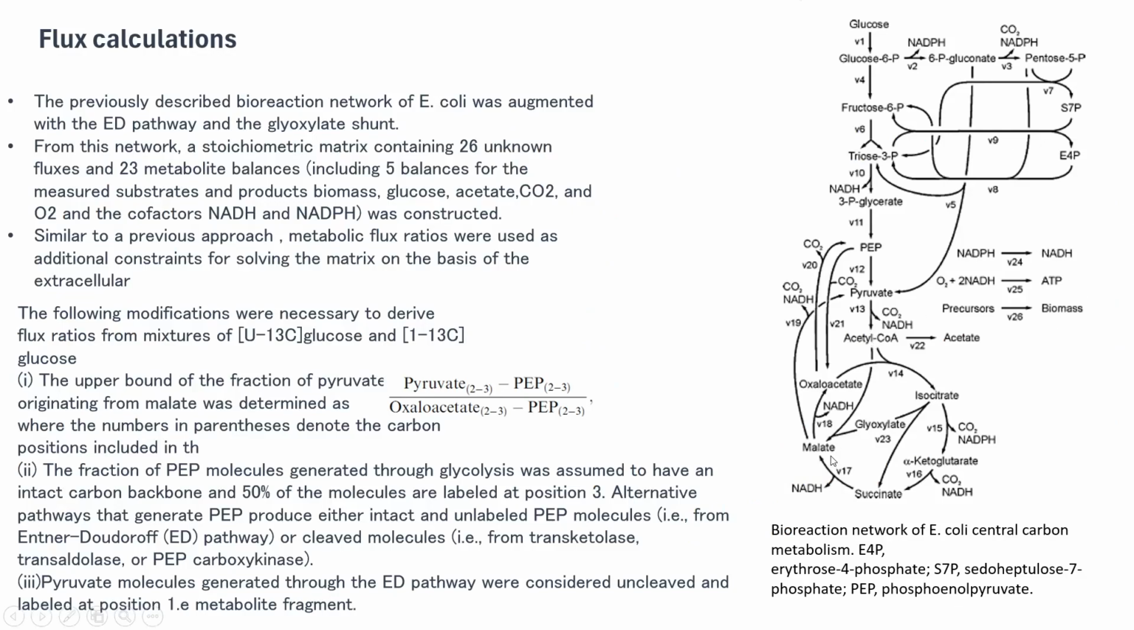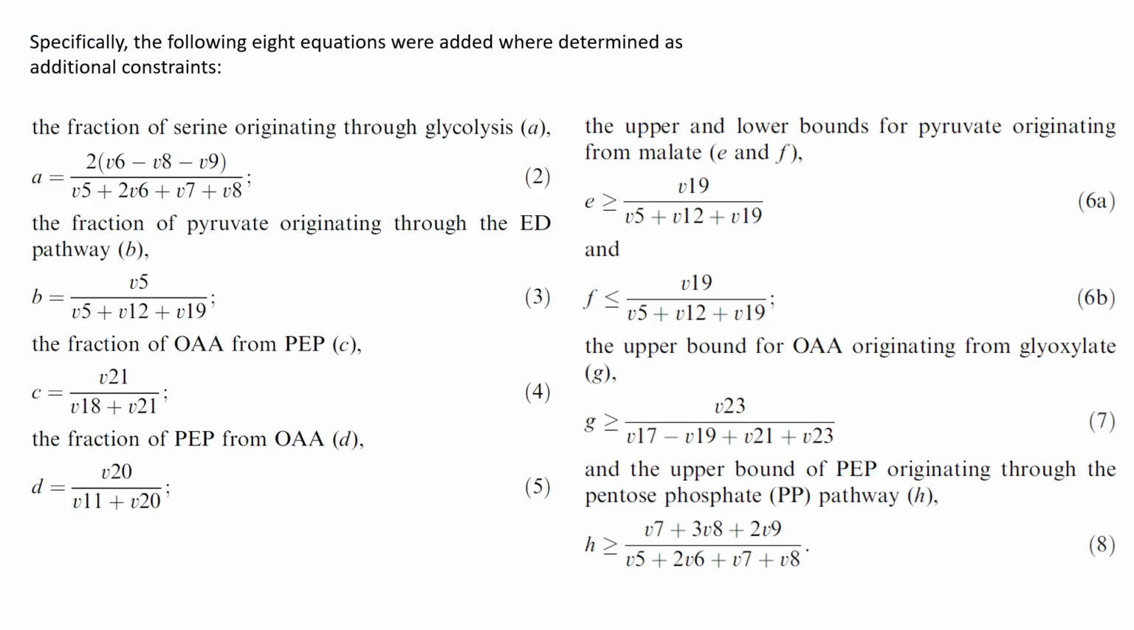So basically, you can go from OAA to PEP or PEP to OAA, depending on your need. And this is a reversible reaction, so both should have bounds. The upper and lower bound for pyruvate originating from malate, the upper bound for oxaloacetate originating from glyoxylate, and the upper bound of PEP originating through the pentose phosphate pathway. So these total 8 constraints were put on the model, specifically these 8 equations which are described here.